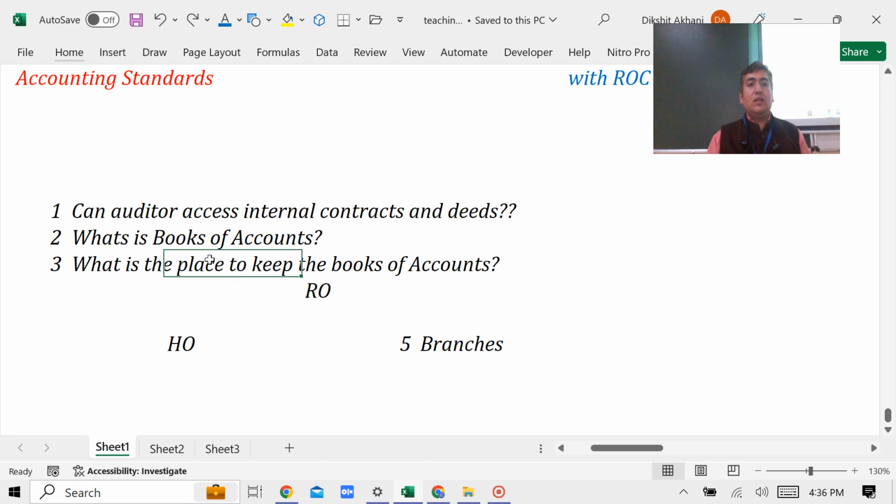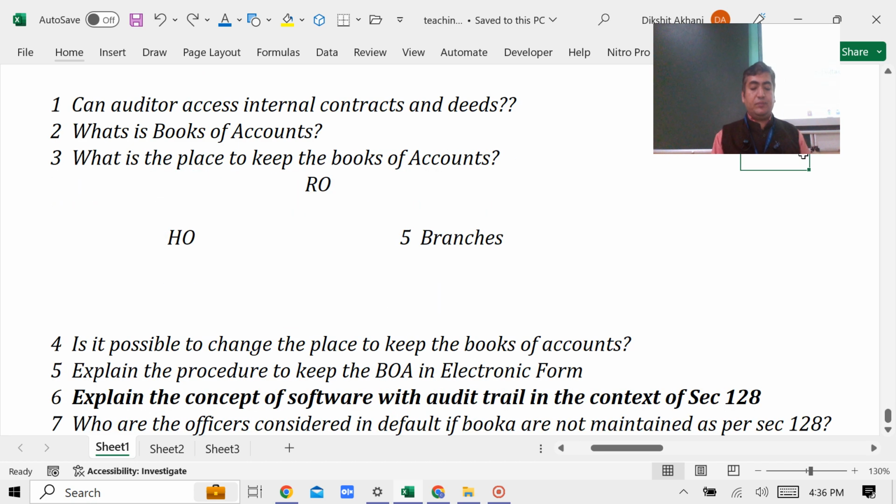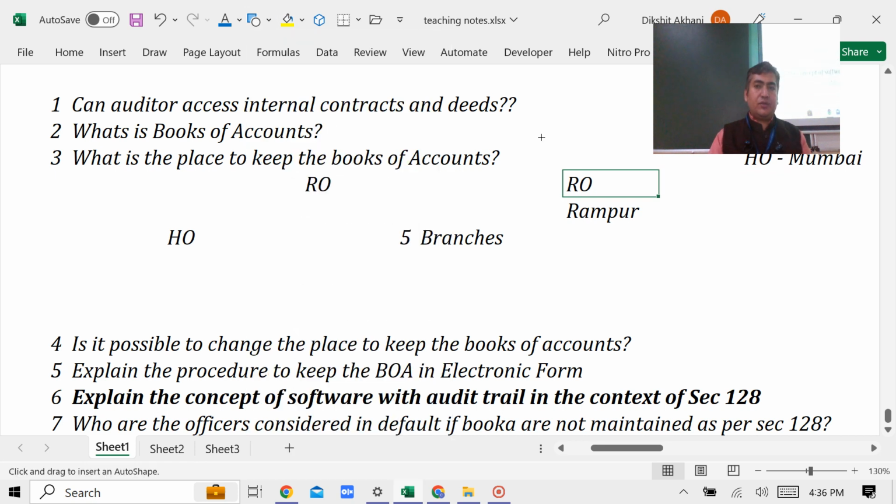ठीक है? Our question goes like this. Suppose there is a company. In order to get the tax benefits, it has established its registered office in Rampur, one of the small villages of Maharashtra. But its majority operations are getting headed from Mumbai. So HO is situated wherein? And from Mumbai to Rampur, it is approximately 300 kilometers.